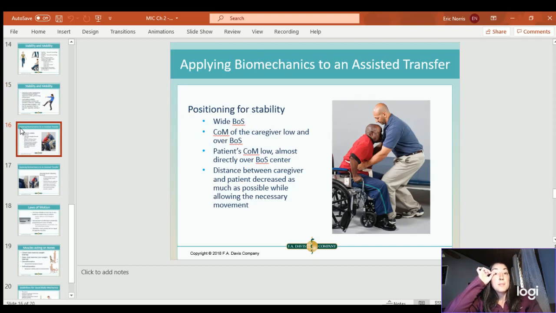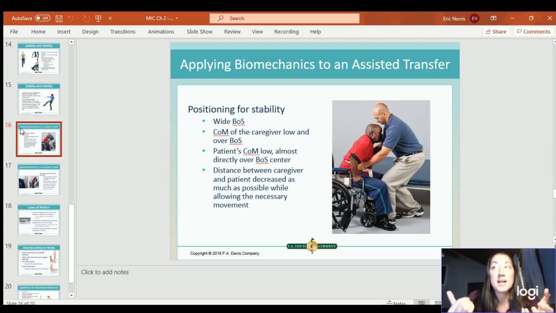Okay, applying biomechanics to an assisted transfer. So for positioning for stability, first off, you want to make sure you're stable. If you start to lose balance while you have somebody else's weight, watch out, because now you're both about to get hurt. So you want to widen your base of support, stagger your legs if possible.